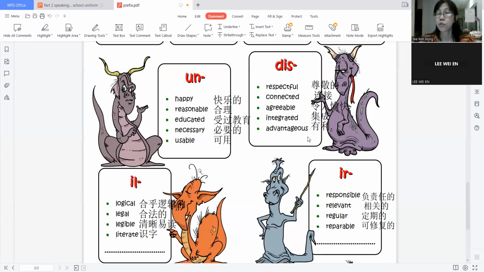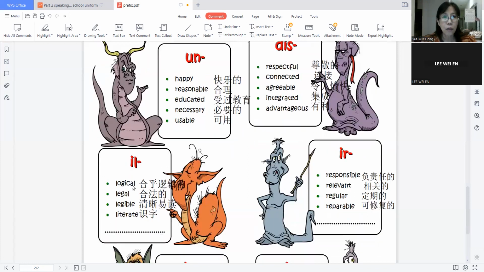Disadvantageous means no benefit, no help, no good. Now IL. Can you read these first before you add IL? Come on. Logical, legal, legible, literate. Illogical, illegal, illegible, illiterate.